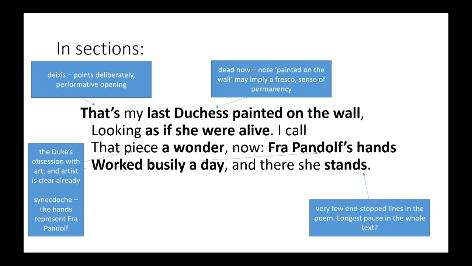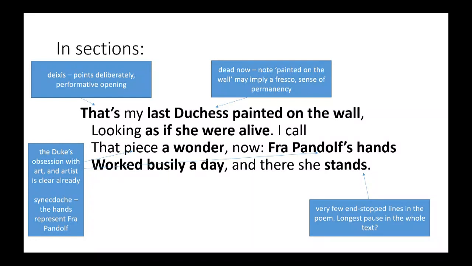what this might then suggest is that actually the artwork here is a fresco, that her image is painted directly onto the stone, perhaps, of the wall. Again, a sense of permanency. Even if you don't buy that, painted on the wall sounds as if it's there to stay. Looking as if she were alive, well, we will know that she no longer is.